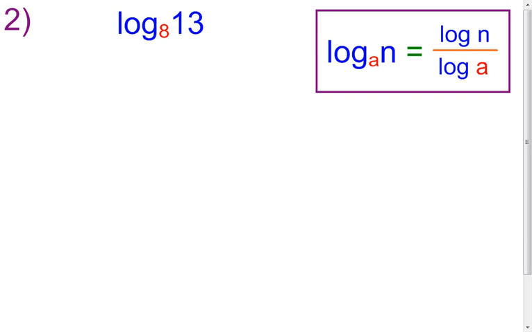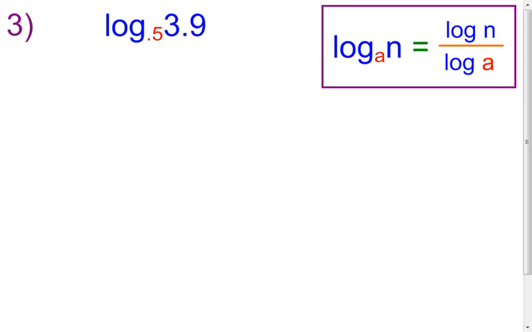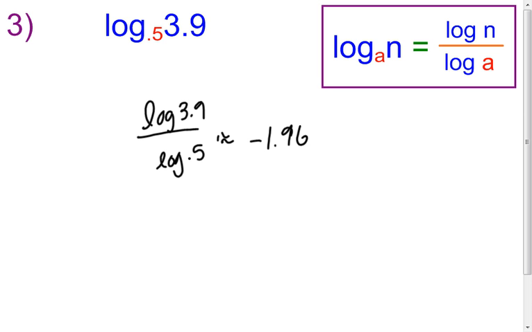And here we go. This would just simply be log of 13 divided by log of 8. And you should get about 1.2335. So you can check that out on your calculator. And then lastly, one more. You can do log of 3.9 divided by log of 0.5, which should come out to be negative 1.9635. So that should do it.